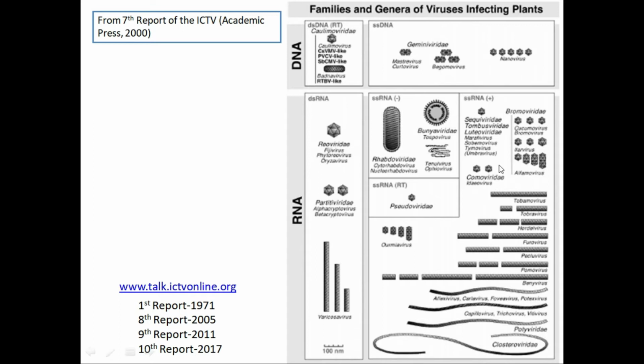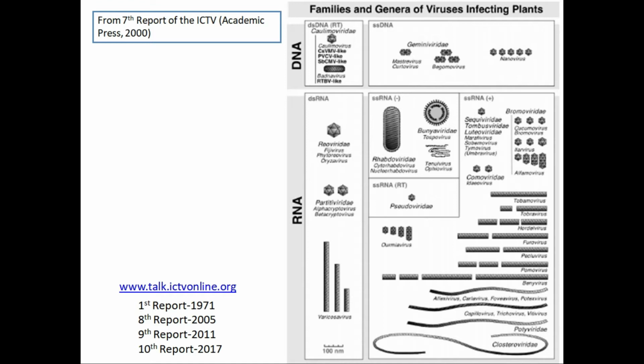So now what is this plus sense and minus sense? When we say that the genome of a plant virus is plus sense, that means the single-stranded RNA molecule which is there as a genome acts as mRNA directly. So when this RNA molecule enters the host cell, it directly acts as mRNA and codes for protein. So it is called plus sense RNA.